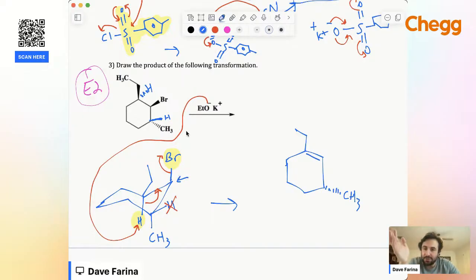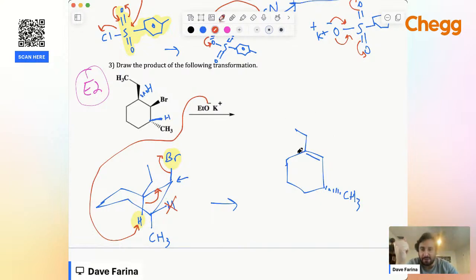It won't go. So we had to draw the chair, and again, if you drew both, I encourage you to draw both chairs. But if you can just draw one, that's fine. I just drew one because I knew I was going to put the bromine up and axial because I know that I need my leaving group axial. And then once I have the bromine, I know where the other groups are going to go, right? The methyl was down and the ethyl was up. And so that showed me that I had just one beta proton available. And so we extracted that one, put in the pi bond, kicked off the bromine, and that's that.